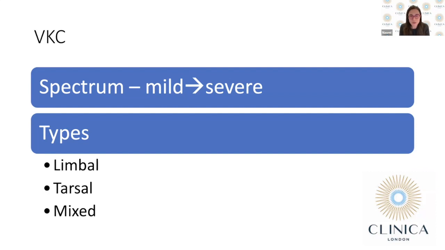Some children will get one episode and then it will settle down or be managed with very little treatment, and others will keep breaking through the barriers as we add more and more preventative treatment. Their disease may flare up through it. So we need to keep working with those children to get their disease into a controlled place.